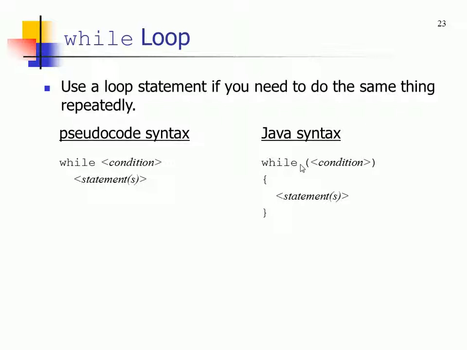All right, while loops. Use a loop statement if you need to do the same thing repeatedly. So we have a couple of different types of loops. We have a while, a do while, and a for loop.